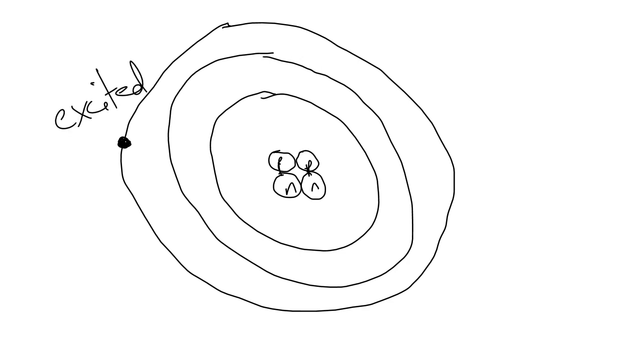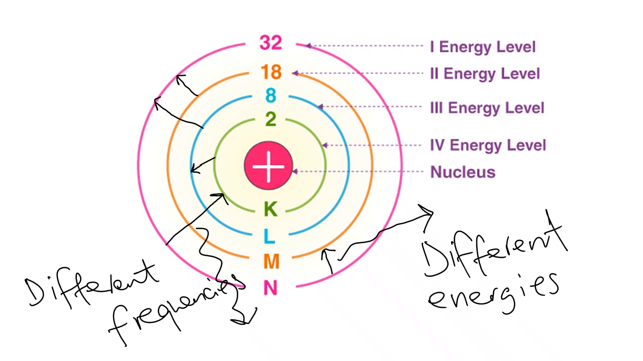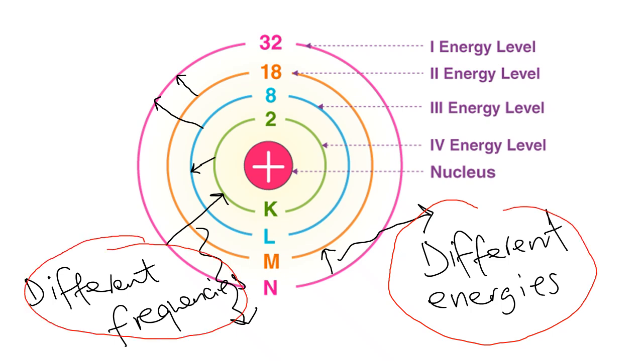It is excited, but because it is excited, it may not stay there for very long. So it goes back down in energy level, and it will emit a photon or radiation, and it will fall back down again. Different energy levels will give off different frequencies of radiation.